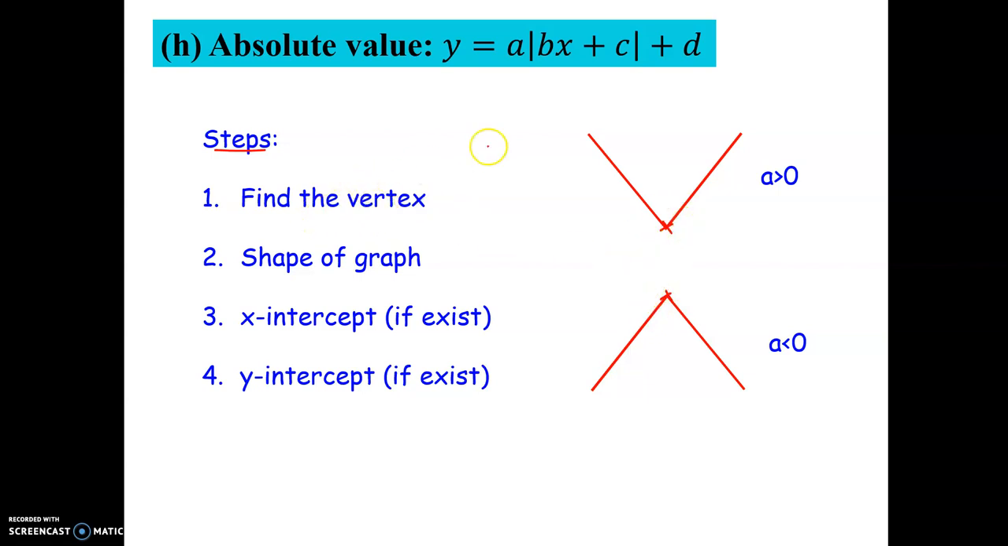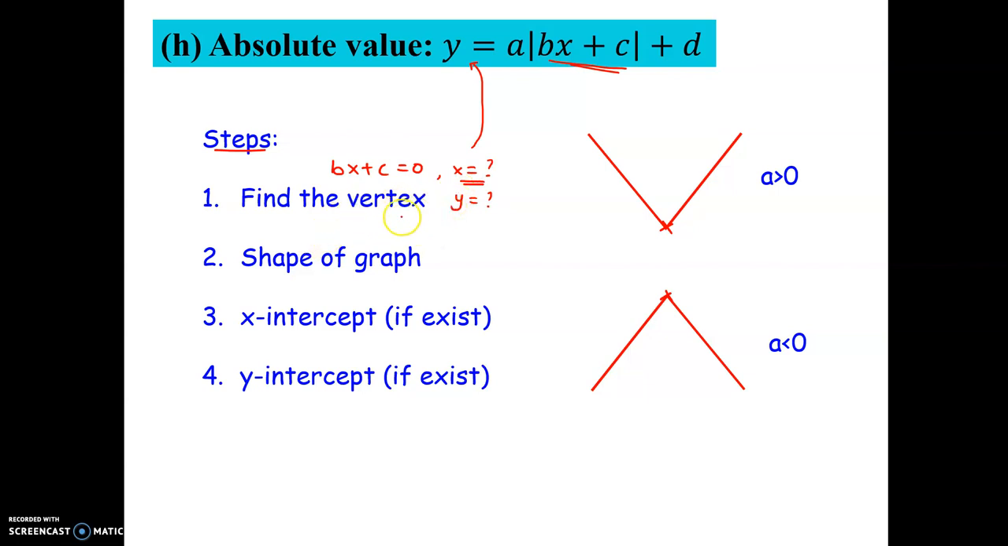So to find the vertex, we have to take the thing inside the modulus, let it equal to 0 and solve for x. So it will be bx plus c equal to 0, and then we're going to solve for whatever value of x. Once we know the value of x, we're going to substitute it back here, and then check what is the value of y. So this is our vertex.